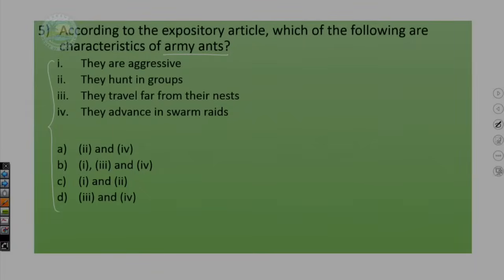They are aggressive, they hunt in groups, they travel far from their nest, they advance in swarm raids. So then this requires you to go back again to your text in the article and identify what are those characteristics of the army ants. And when we go through it, we can eliminate that they travel far from their nest, and we can eliminate army ants advancing in swarm raids. What we can determine is that army ants are aggressive and they hunt in groups. So that will be 1 and 2. When we look at our extract from the article, army ants are aggressive, they hunt in groups. Then we come down to our options and find which option, A, B, C, or D, gives us our 1 and 2. And there we see that our answer is C.